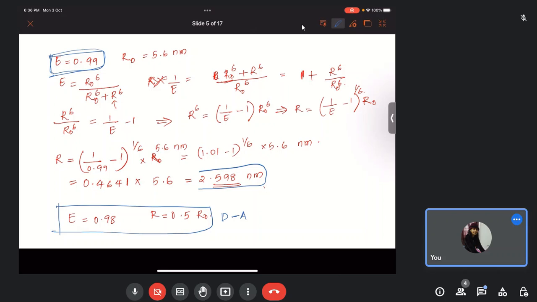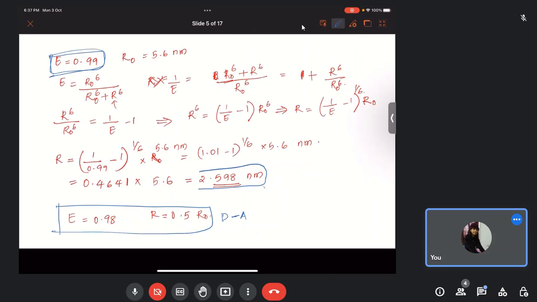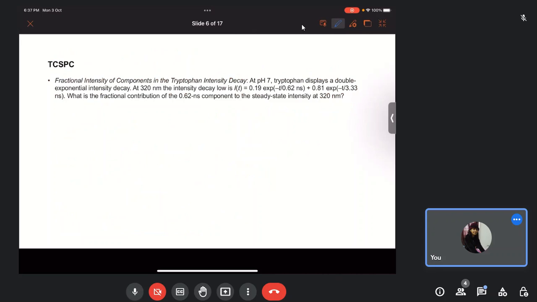I think we are in a good place. This answer is correct. So if we are given the donor fluorescence lifetime in the presence and the absence of the acceptor, we can find out the distance between the pairs. This is also one way to find out the distance between the pairs, by measuring the fluorescence lifetime of the donor.